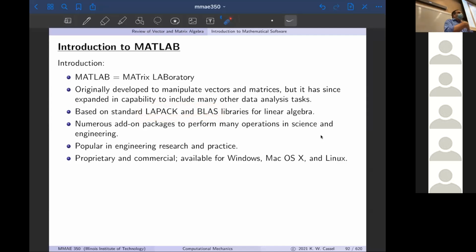Now this is transparent to you. You will not see LAPACK, you will not see BLAS. It's one of the nice things about using MATLAB or Python or Mathematica. It's taking advantage of these libraries, but it's all under the hood. You don't have to worry about it from the user's point of view.